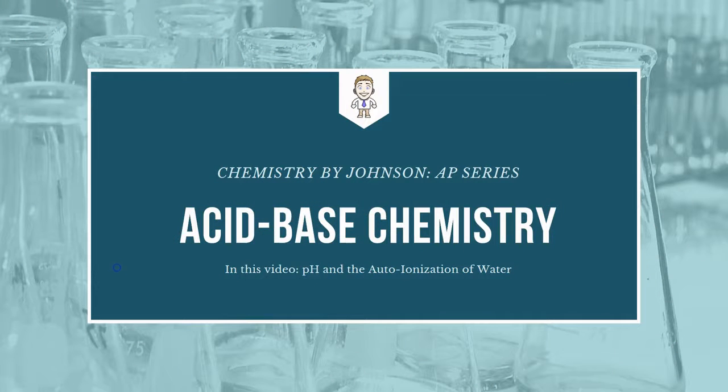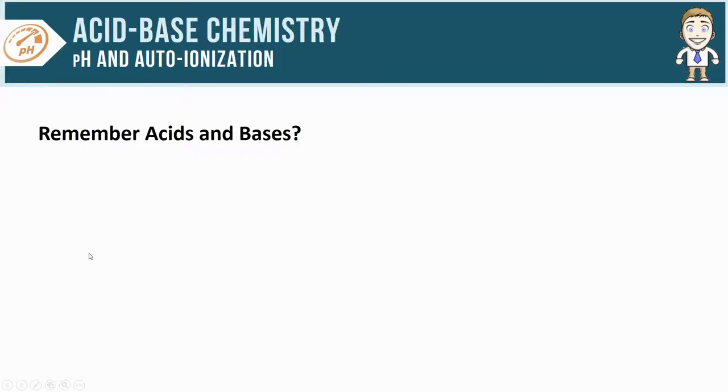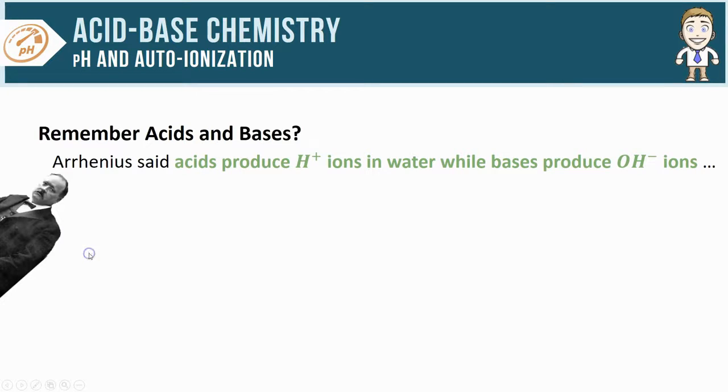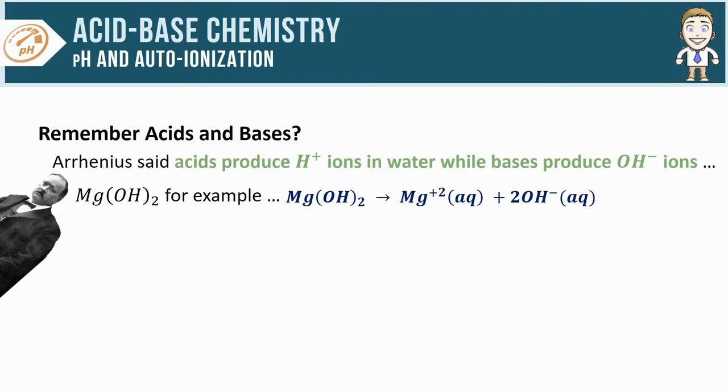Hey everybody, in this AP Chem series video, we're going to take a look at pH and something called the auto-ionization of water. Remember that we've already seen some stuff with acids and bases, like the definition given by Arrhenius, which says that acids produce H plus ions in water, while bases produce hydroxide ions, like this Mg(OH)2. That's a good example of an Arrhenius base.